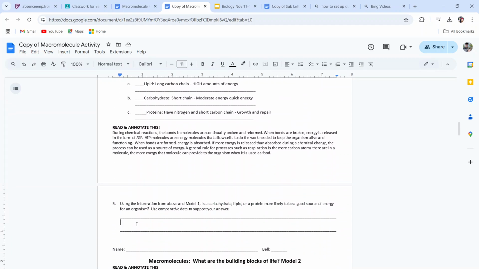So for this, I'm going to say that your carbohydrate is better for immediate energy. Your lipids are for storing. So if we're talking about trying to get a good source of energy and food that you're going to eat, you want this carbohydrate because it's going to provide that immediate, quick energy that you need.